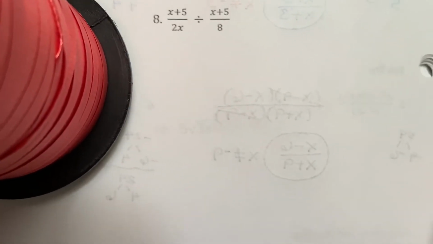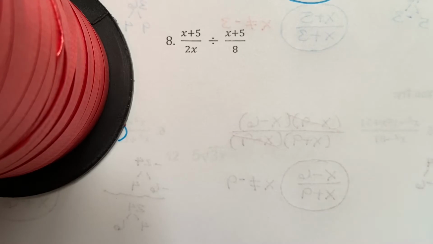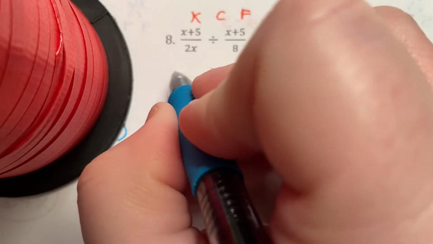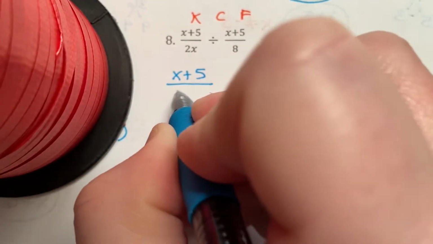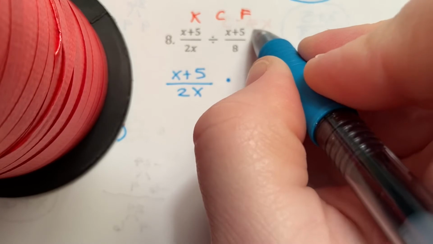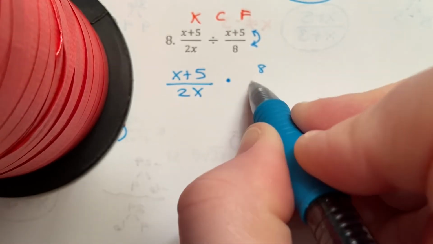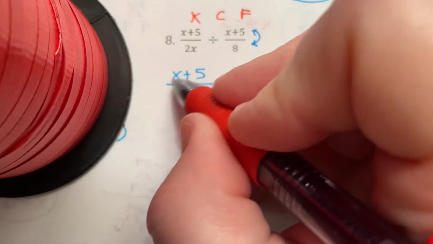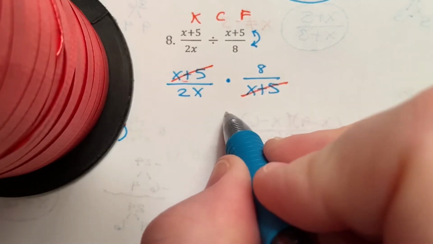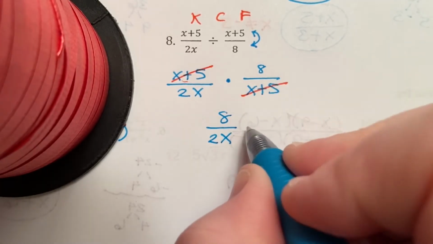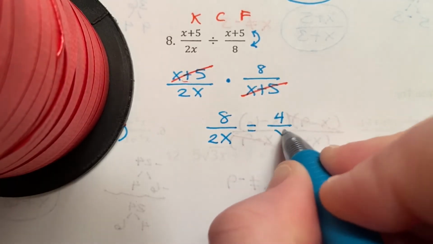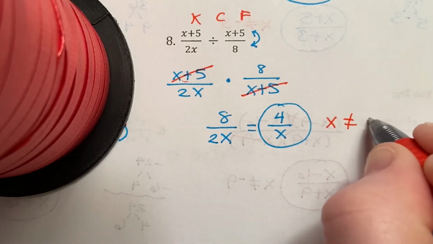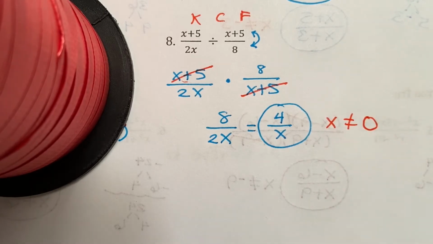With number 8, we're going to keep, change, flip. We're going to keep the first part, and then we're going to multiply by the reciprocal. So we end up with 8 over x plus 5. Now the x plus 5's cancel, leaving me with 8 over 2x, which reduces to 4 over x. My extraneous solution is 0, so x cannot equal 0.